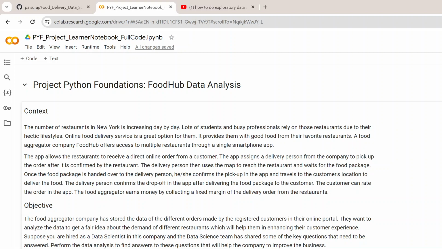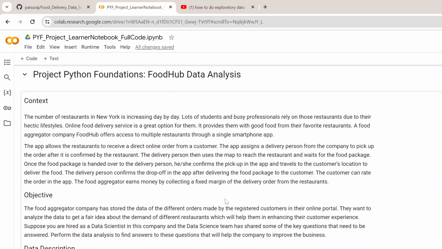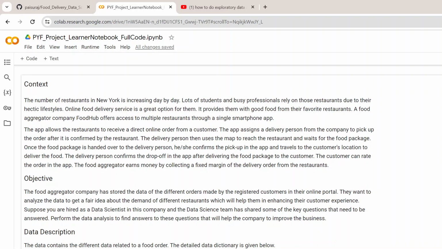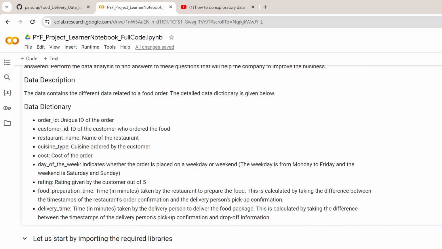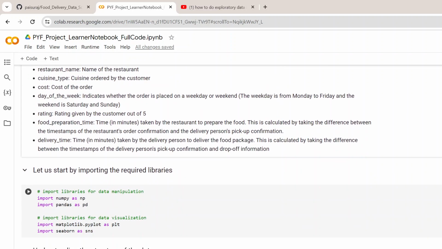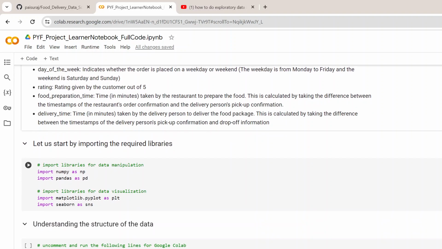So basically, this project was around think of like Uber Eats, but for New York. And so the problem set is how do we make a better food delivery app? What data can we find? And so here we have a couple of the variables. We're going to import the necessary libraries such as NumPy, Pandas, PyPlot, Seaborn.